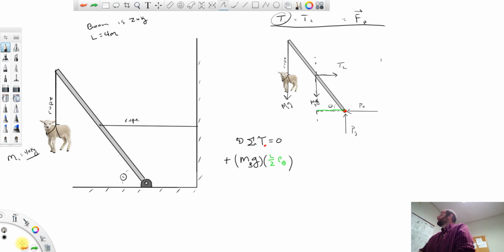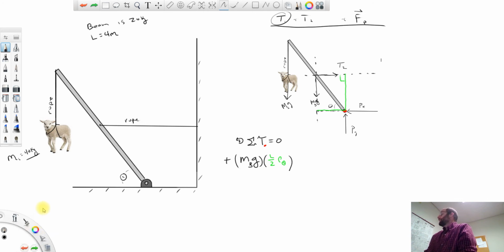Okay, next term, tension 2. Now the line of action for tension 2 looks like this. The distance we need, I'll draw this one in green, is this distance, because the distance needs to make a right angle to the line of action. That distance is the same as this right here, opposite theta, so that distance is L over 2 sine theta.